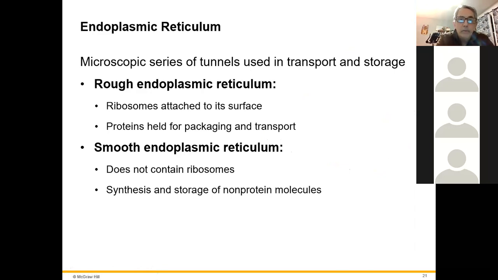The endoplasmic reticulum consists of microscopic tunnels involved in transport and storage. The rough endoplasmic reticulum is covered with ribosomes, and proteins are made there. Then the proteins in the endoplasmic reticulum are packaged and transported. They can be modified, and sugars can be added to them. Smooth endoplasmic reticulum just does not contain ribosomes.